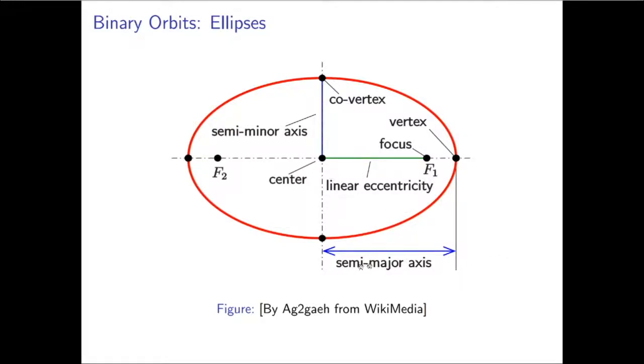Throughout this talk, we'll label the semi-major axis as A, and for two different stars, we can have A1 and A2, two different semi-major axes, because you can have two different orbits about the same barycenter.